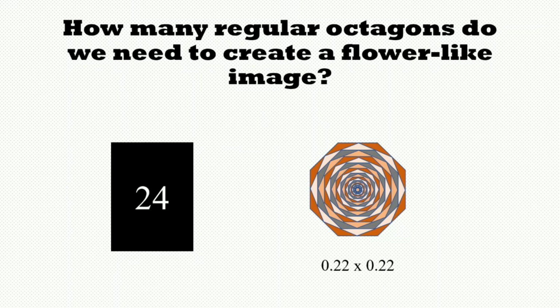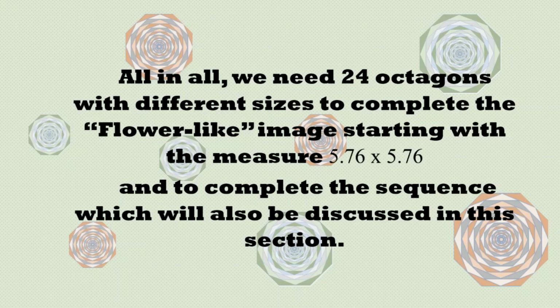All in all, we need 24 octagons with different sizes to complete the flower-like image, starting with the measure 5.76 by 5.76. And to complete this sequence, which will also be discussed in this section.